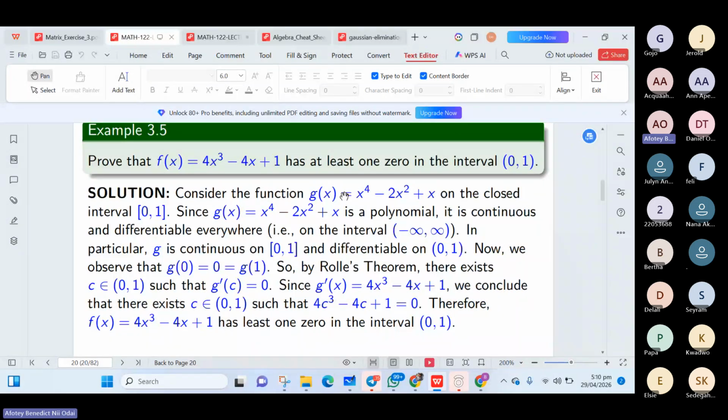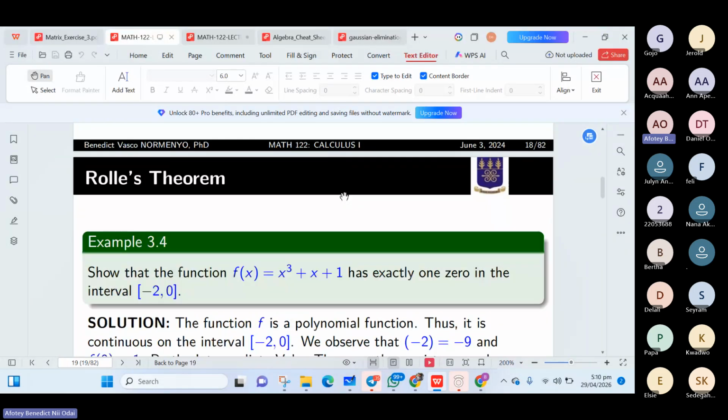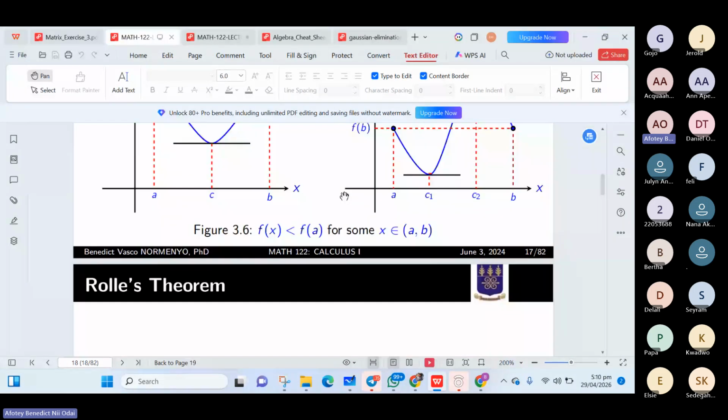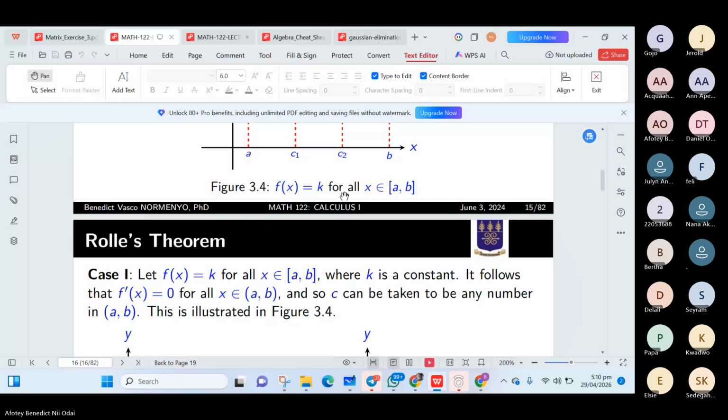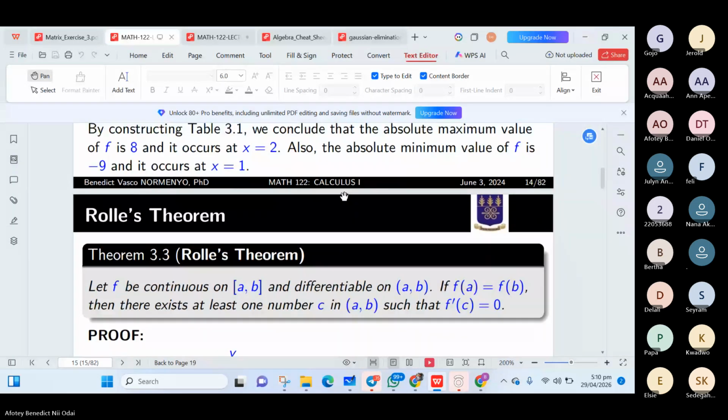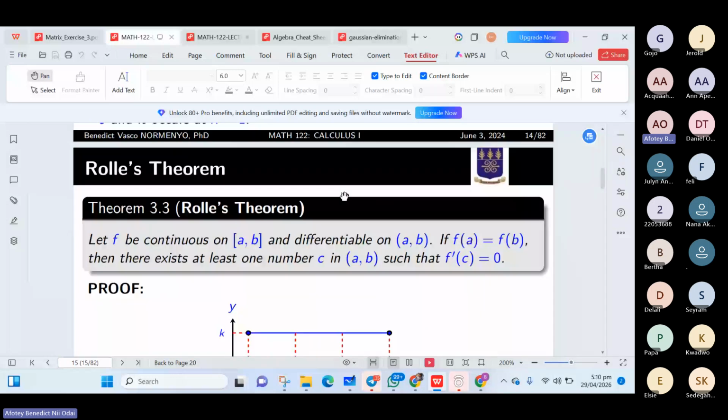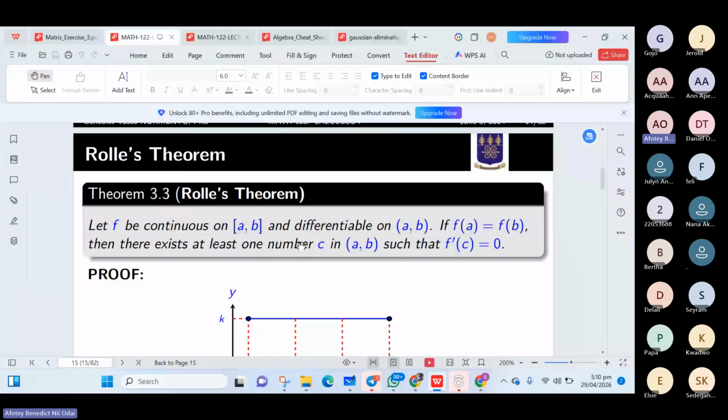Right. So with this one, before we solve it, let's go back to the Rolle's theorem and identify something. Let f be continuous and differentiable on a, b. If f of a is equal to f of b, then there exists a number c in a and b such that f prime of c is equal to 0.